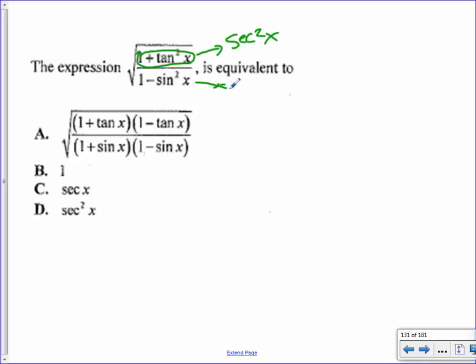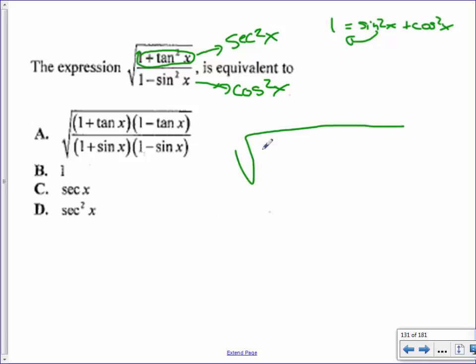Okay, this one right here is not perfect, I don't believe, because it's the Pythagorean theorem one, which is like 1 is the same thing as the sine squared plus the cosine squared. But if I bring the sine squared to the other side, this stuff right here would be equal to cosine squared. Does that make sense? So what I could write this thing now as is secant squared over cosine squared.